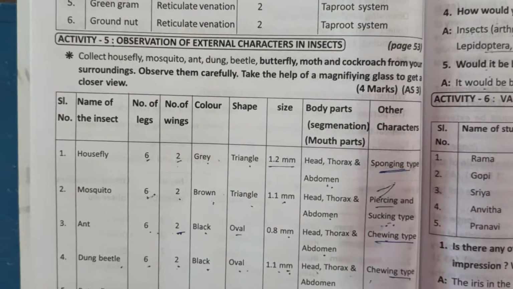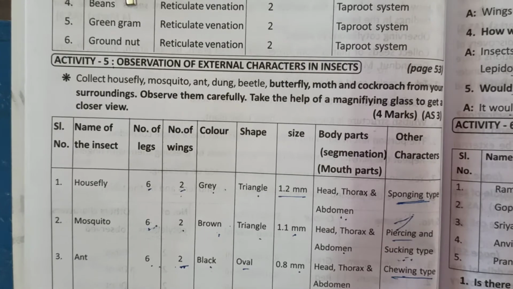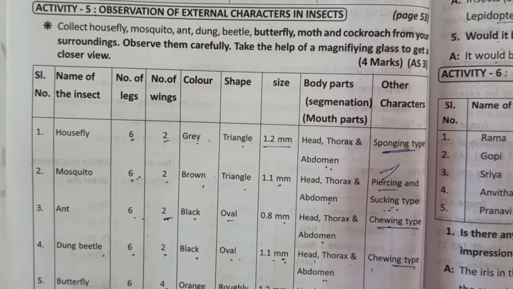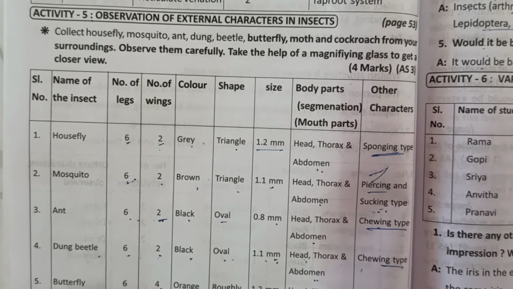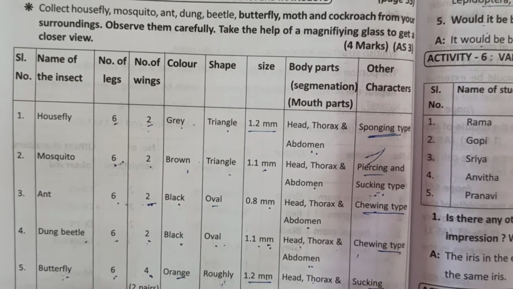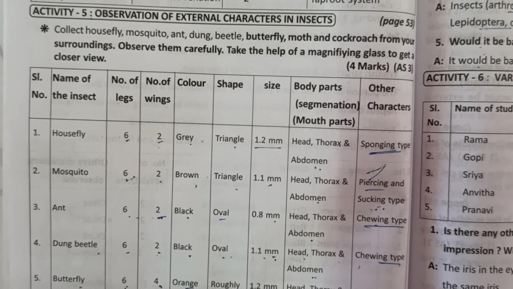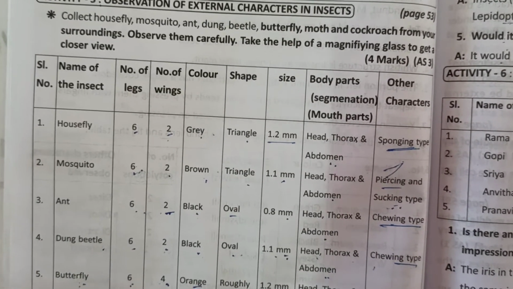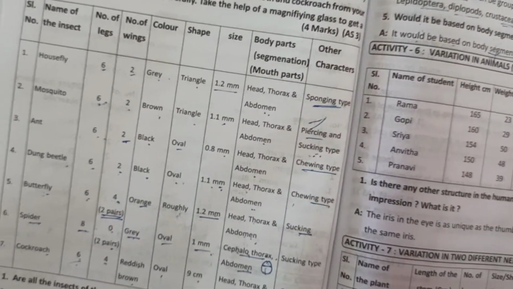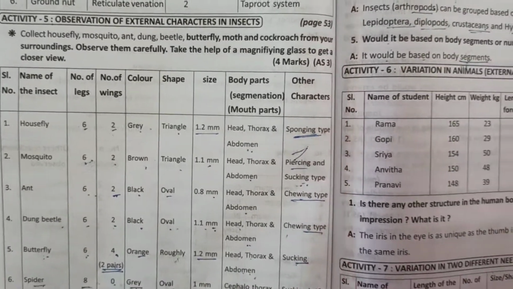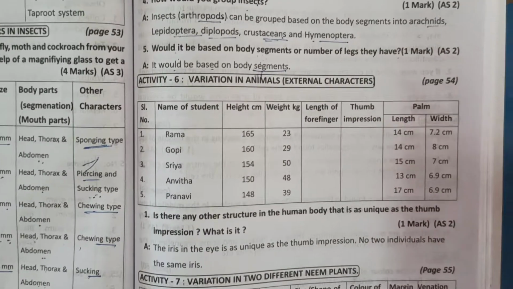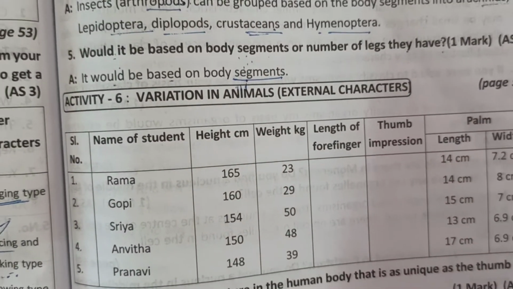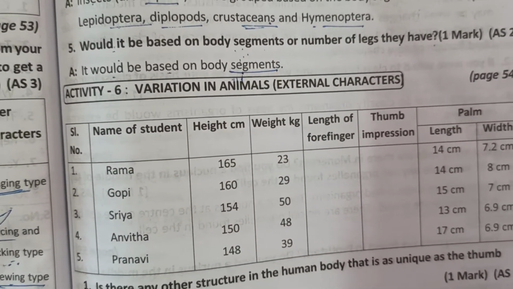In the previous video we discussed the observation of external characters in insects. We observed the color, shape, size, and body parts, meaning segmentation, mouth parts and other characters. We also looked at the number of wings and number of legs, because insects have jointed legs like arthropods. Today's session is about the variations in animals' external characters.